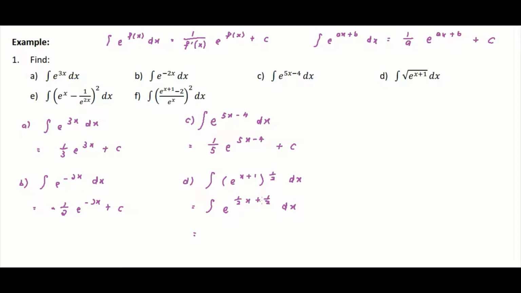So 1/2 x + 1/2, when you differentiate, you get 1/2, right? So 1 divided by 1/2, you get 2. So 2e^(1/2 x + 1/2) + c. If you want your answer to be simplified in this case, then you can always change it back as well. So 2e, then your power here is x + 1, right? So it's basically still the same. So you can just leave your answer like this.